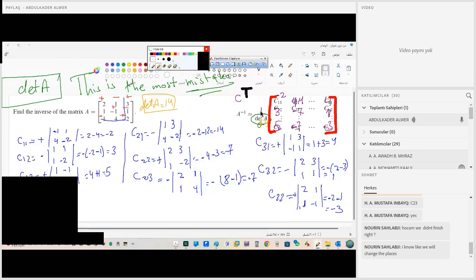After that you have 1 over det A times C^T. You can enter this into everyone, or you can keep it outside. Up to you. Is it clear, Noreen?